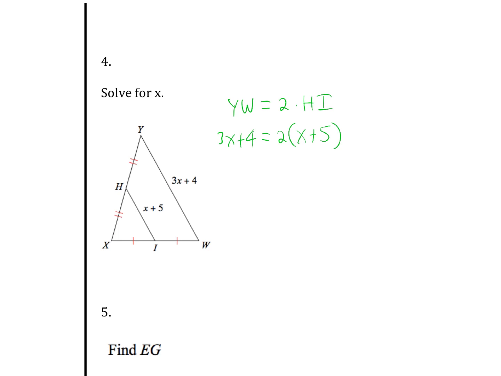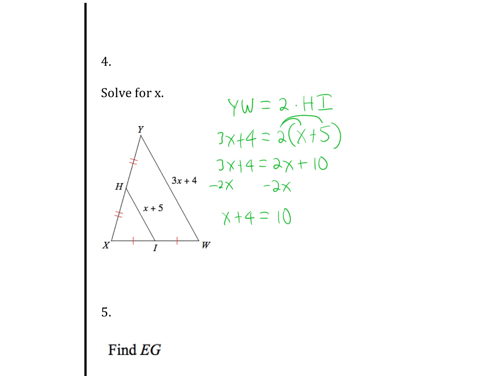Anything to distribute here? Yes, distribute the 2. So we have 3x plus 4. What's 2 times x? 2x. 2 times 5? 10. All right, anything else to distribute? No. Any like terms to combine? No. Now we need to get all the x's to one side. What do you want to move? All right, subtract 2x from both sides. So 3x minus 2x is x. x plus 4 equals 10.